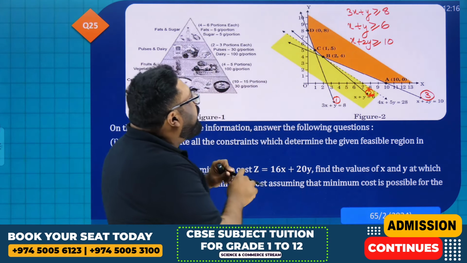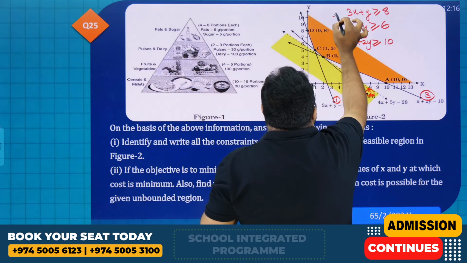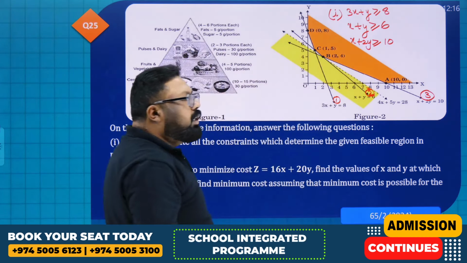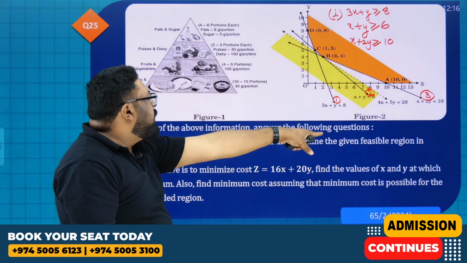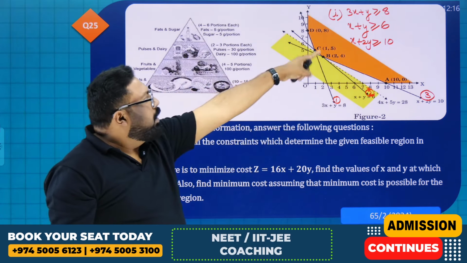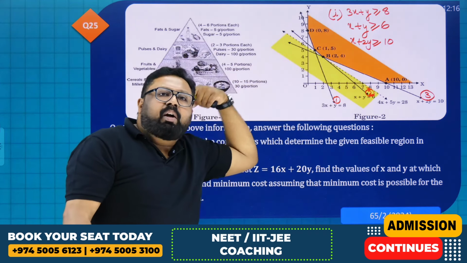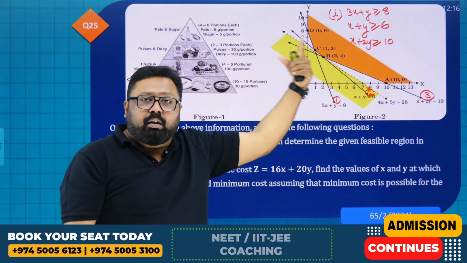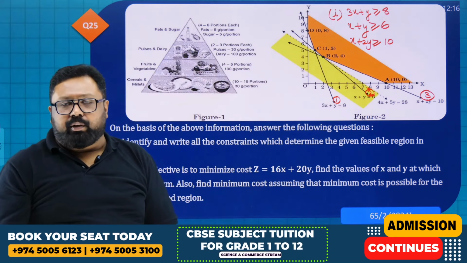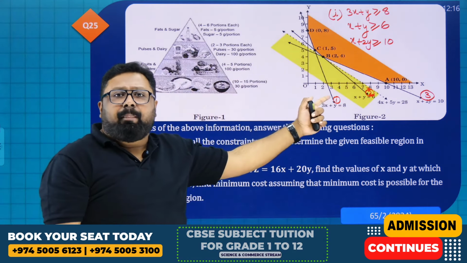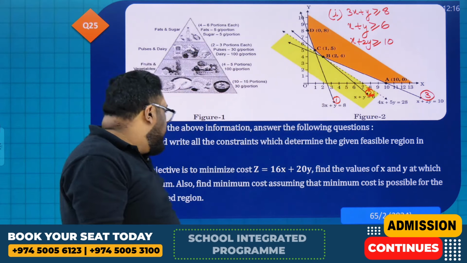Okay, so we saw that my first question is just to identify the correct inequalities for the constraints. Identify and write all the constraints, determine the feasible region given in figure 2. Done. I have written all the constraints. How did I decide everything is going to be greater than or equal to? Because none of the lines want origin as a part of it. All of them are half planes where origin is not a part of it.